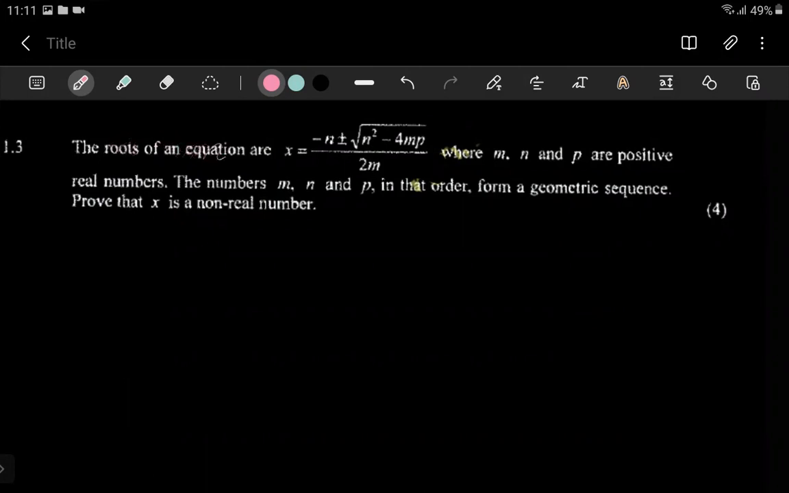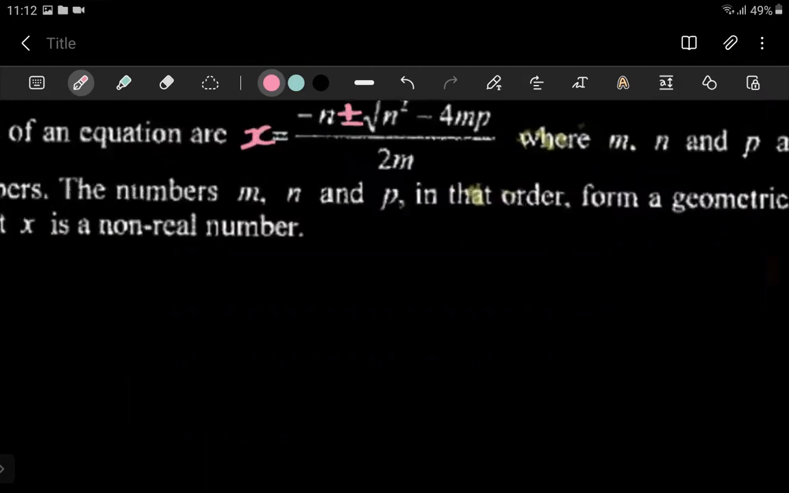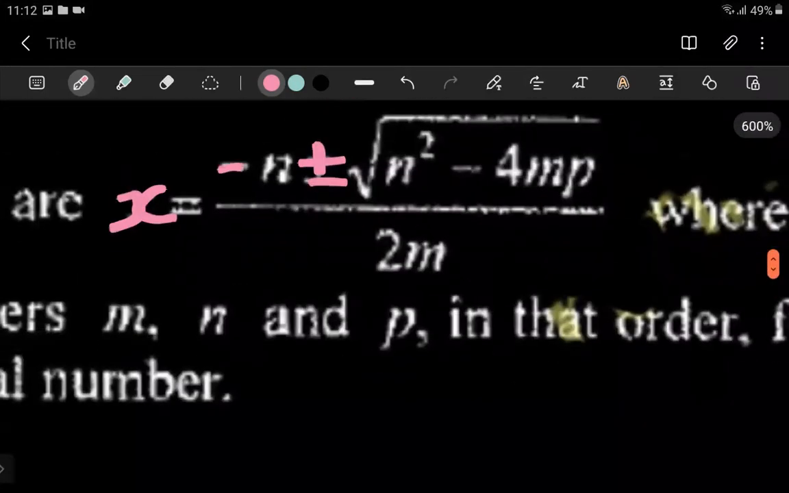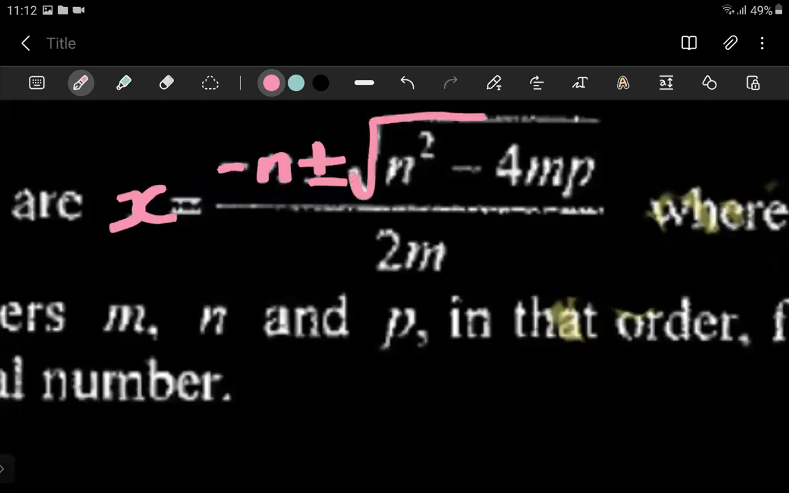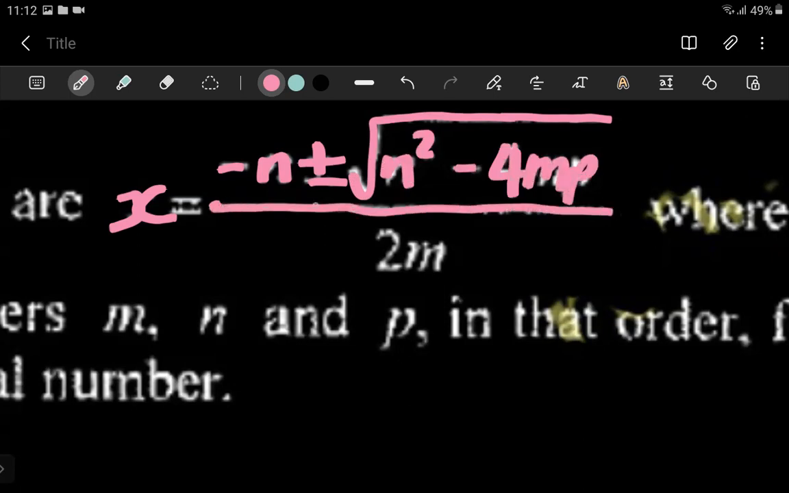It says the roots of the equation, the roots of an equation. So, meaning the solutions, right? Hence you have a plus and a minus there. It's given by this whole thing here. So, let's see. This is negative n plus or minus the square root of n squared minus 4mp, the whole thing over 2m, right?